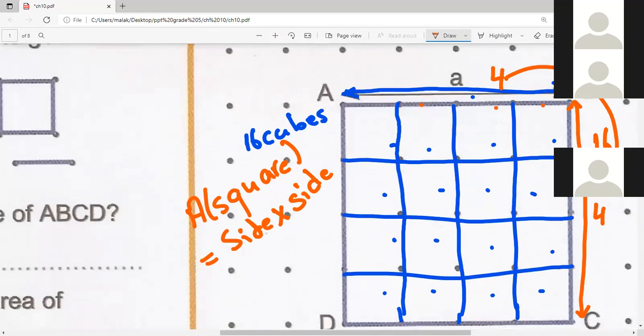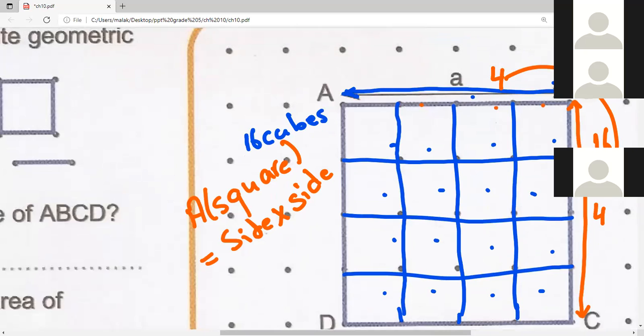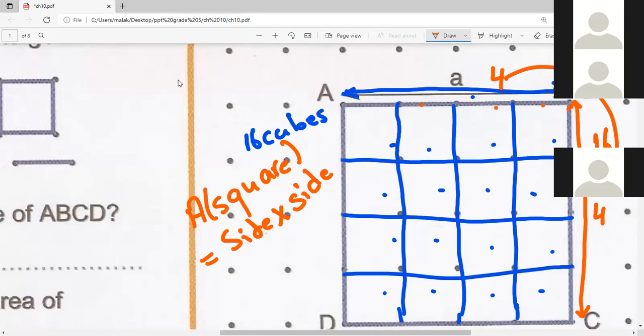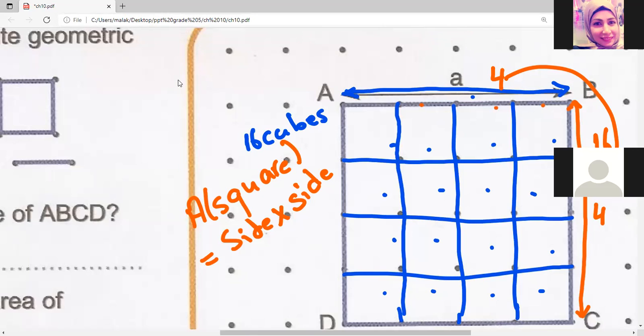So the area of the square, repeat please, equals? Side times side. So the area of a square equals? Side times side.